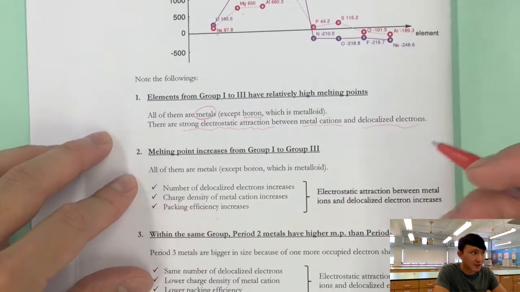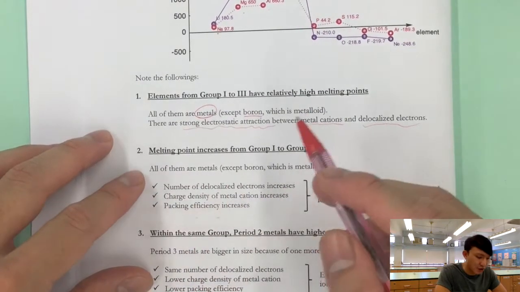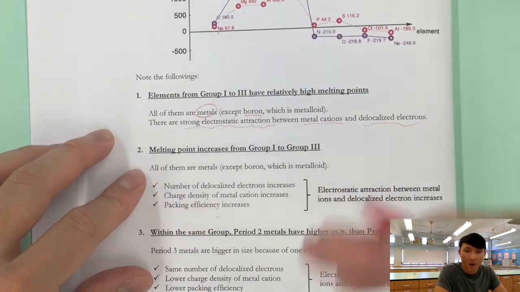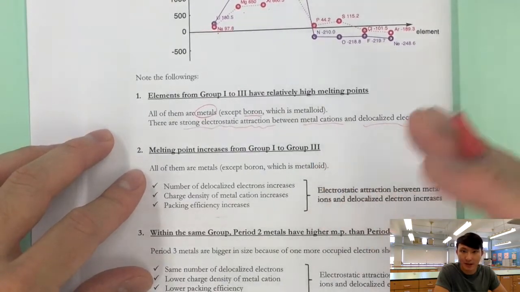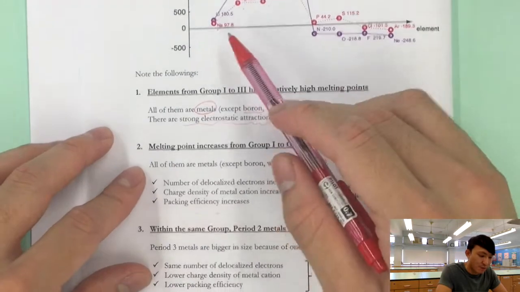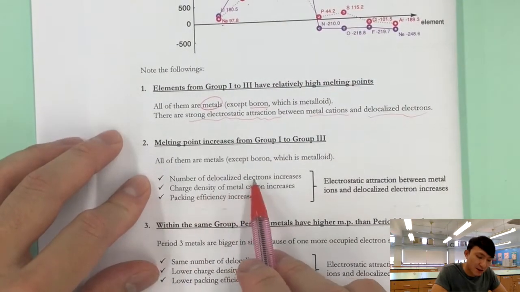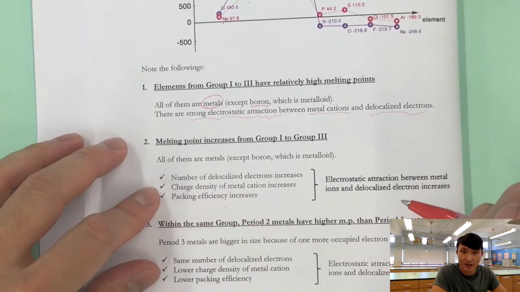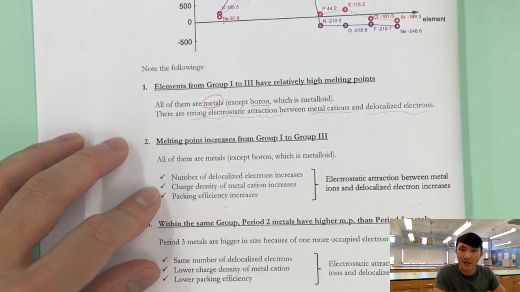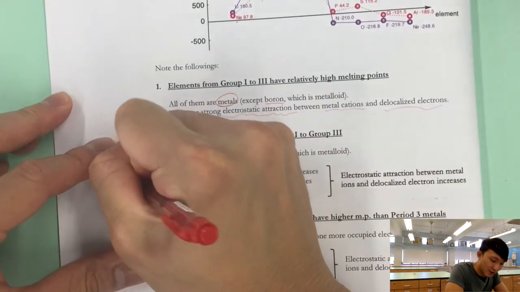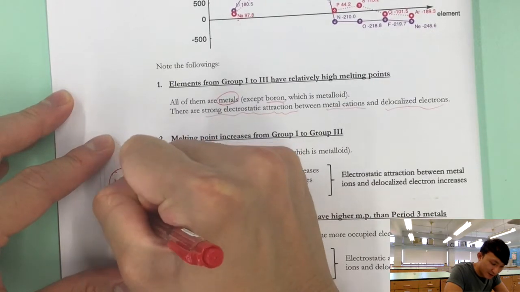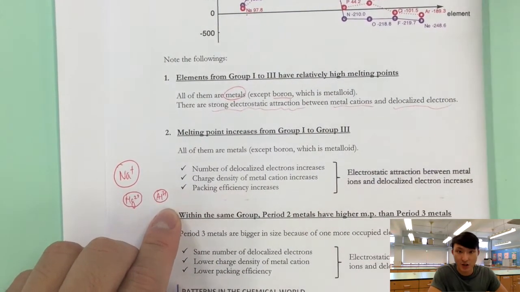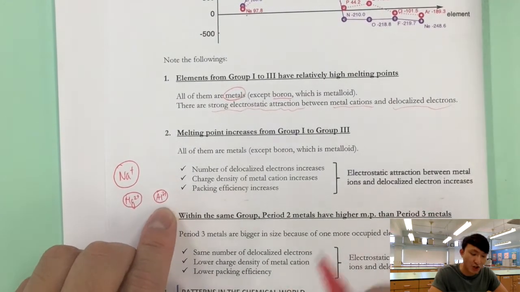Now, how do we explain this? First of all, they are all metal except boron. So when we have to compare the melting point of all metals, they all have giant metallic structure. So therefore, we have to compare the strength of metallic bond. Knowing that, moving from group 1 to group 3, the number of delocalized electrons increases, and also the charge density of metal cation increases. So remember, charge density has to do with not only the charge, but also the size of the ion. So you can tell, sodium ion is like this, Mg ion may be like this, and aluminium ion is even smaller. So of course, aluminium 3 plus is having the highest charge and the smallest ionic radius. Therefore, the charge density is the highest.